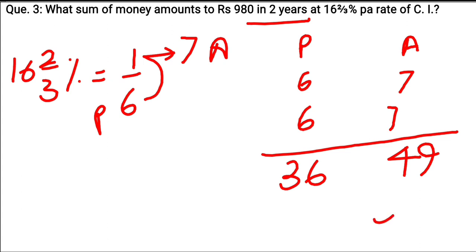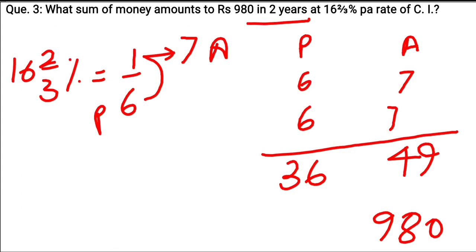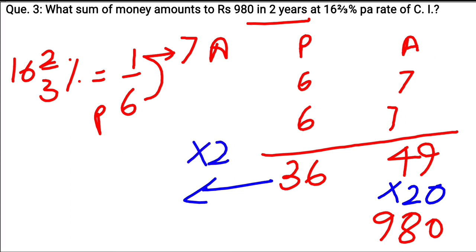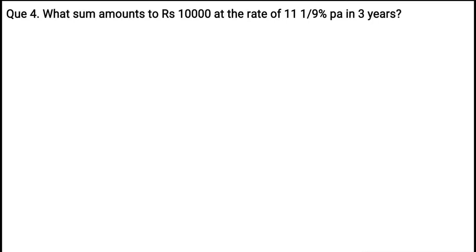You receive 980. So of course, you can say 49 twos are 98, so it is 20 times. So multiply by 20, and it is 720, and this is our answer. It means if you deposit 720 rupees, then after 2 years at this rate you receive this much money. So this is our answer, and I am sure you have understood all the steps. And now we have this last final question.